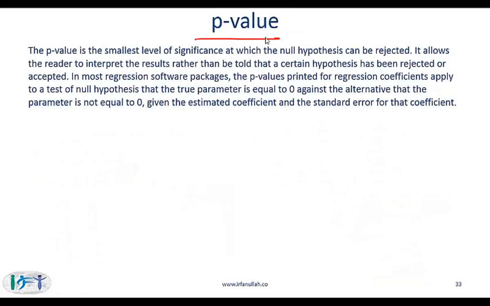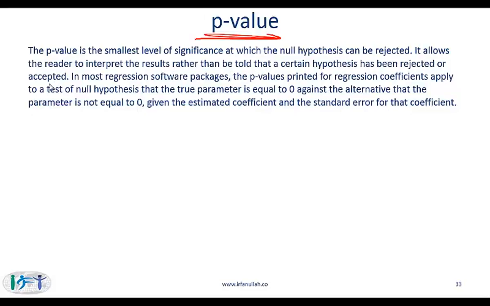Very often you are given a p-value. Strictly speaking, this is something that you studied at level 1, but I know lots of level 1 candidates who pass without fully understanding the p-value. I will read the curriculum excerpt that I think is relevant, and then I'll just give you a very simple explanation. The p-value is the smallest level of significance at which the null hypothesis can be rejected. It allows the reader, being you, the analyst who is looking at the result, to interpret the results rather than be told that a certain hypothesis has been rejected or accepted.